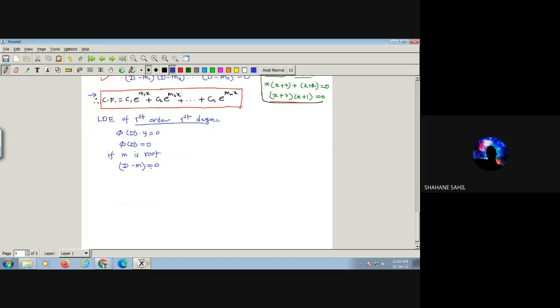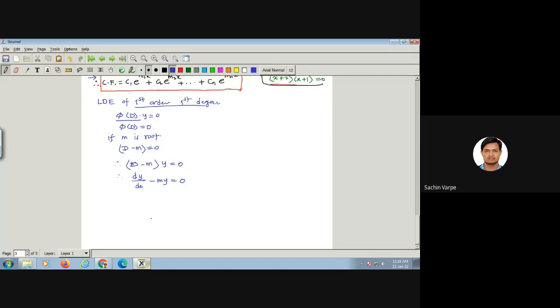So if I substitute this phi of d here, then I can write this homogeneous differential equation as d minus m times y is equal to 0. And if I resubstitute the value of d, and by taking y inside, I can write this as dy by dx minus my is equal to 0. Is this step clear? Please do reply. Is what I have written clear to everyone?